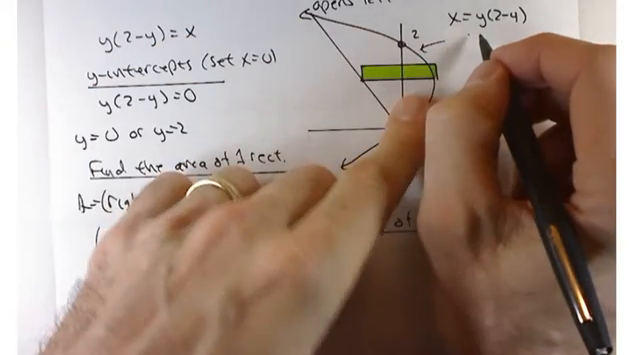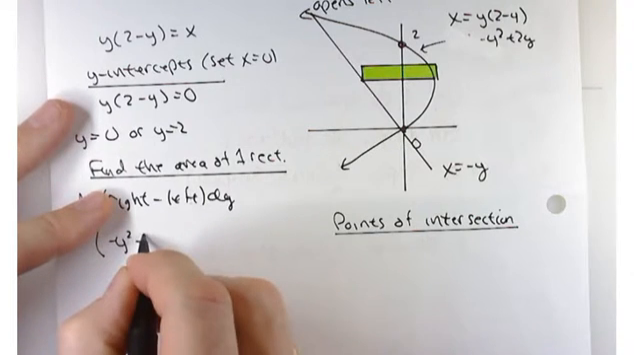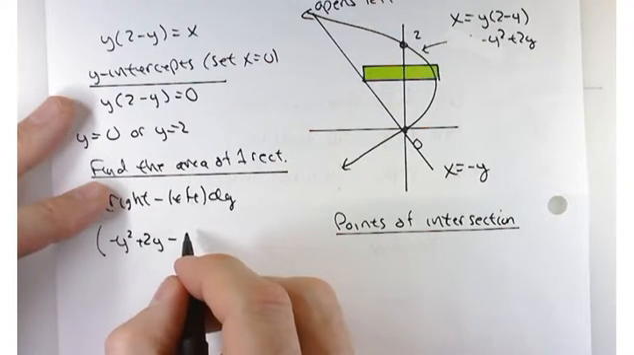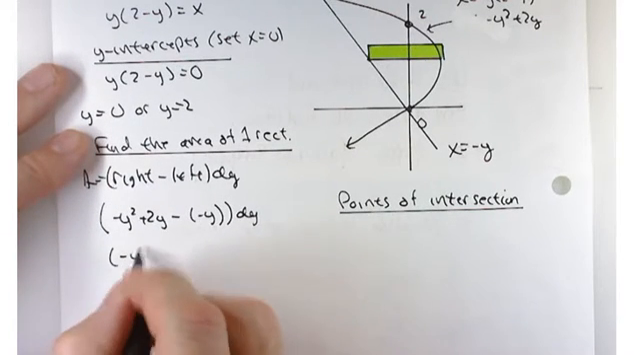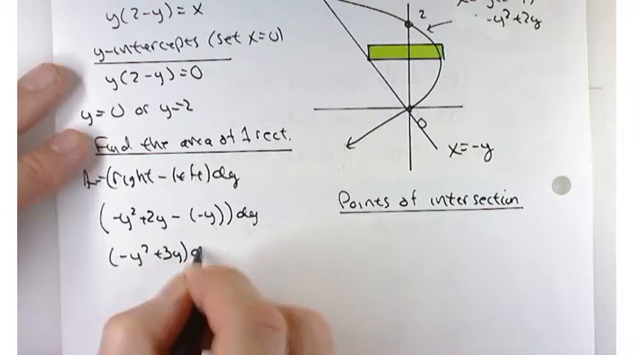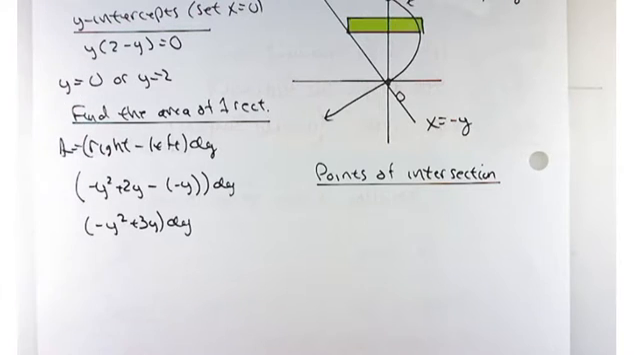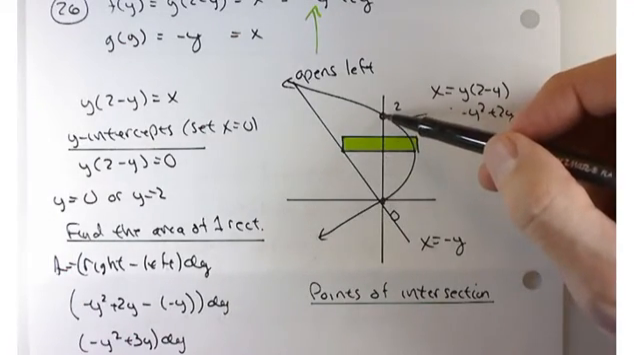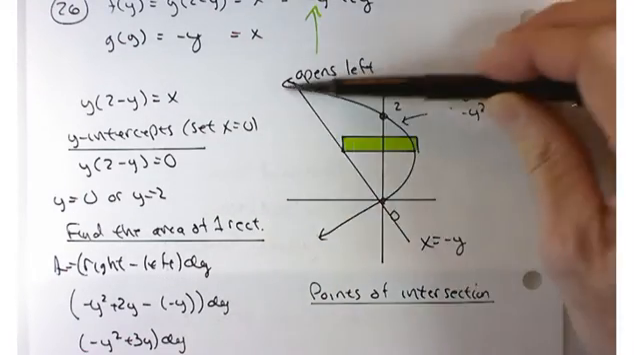So the rightmost function, let me rewrite this as negative y squared plus 2y, minus the leftmost function, which is negative y, gives me negative y squared plus 3y dy. But, I don't know, 0 to 2? Yeah, it's going to go higher than 2, right? Because the area trapped between these two curves extends in the y direction higher than 2.